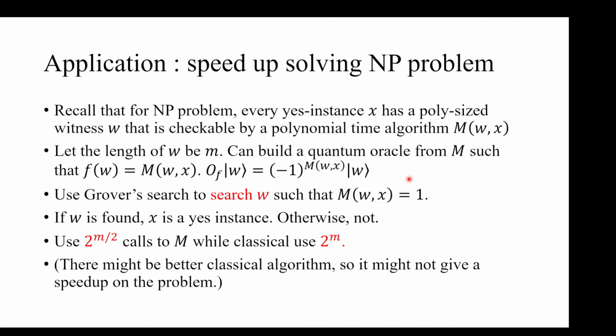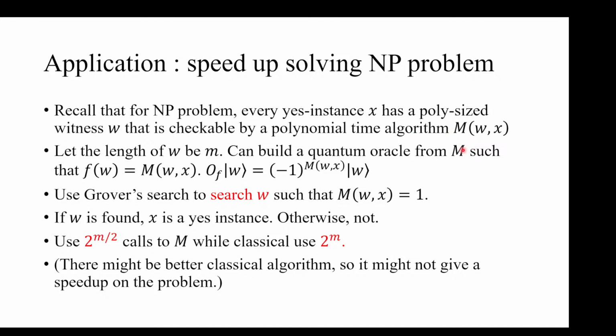The simplest application you can think about is solving an NP problem. Recall that an NP problem is a problem that you can verify efficiently. NP problems are decision problems: you have yes instances and no instances. Yes instances can be verified because for every yes instance, there is a witness that can easily convince you that the instance x is a yes.